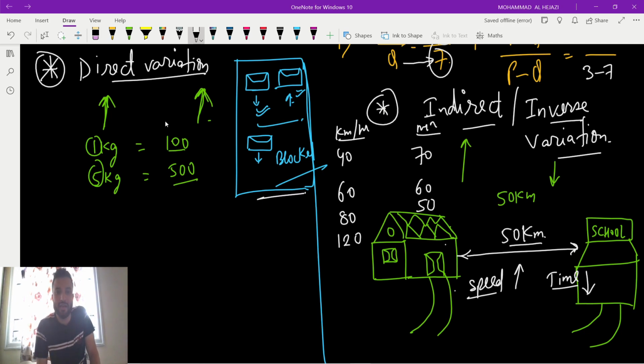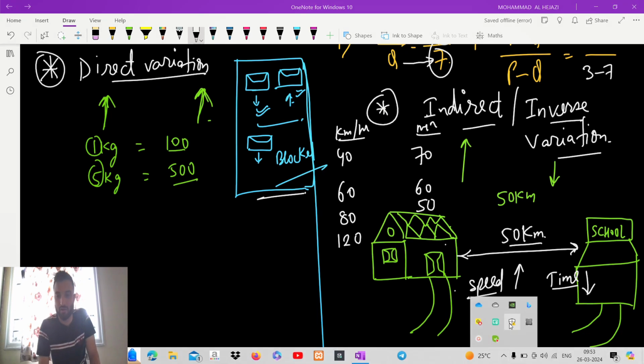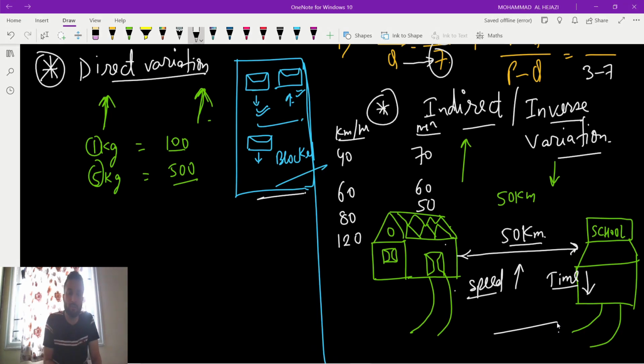In the examination, the question on direct variation and indirect variation will not come. So just understand the concept. This is for the proportion chapter. Done with the proportion chapter.